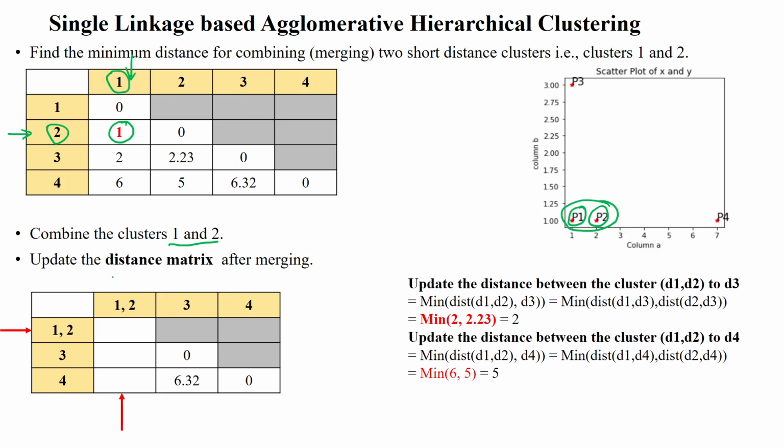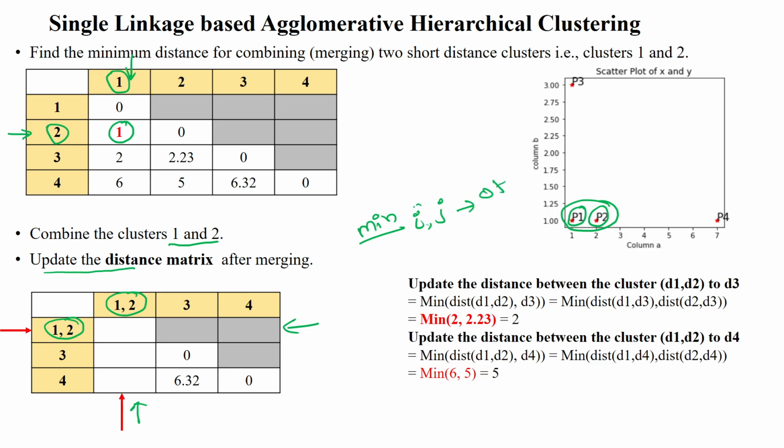After merging, we have to update the distance matrix. Now we have 1 comma 2 as a single cluster, so we have to update the row and column of this updated cluster. When updating, we will use the minimum distance between the ith data point and the jth data point to the other clusters.